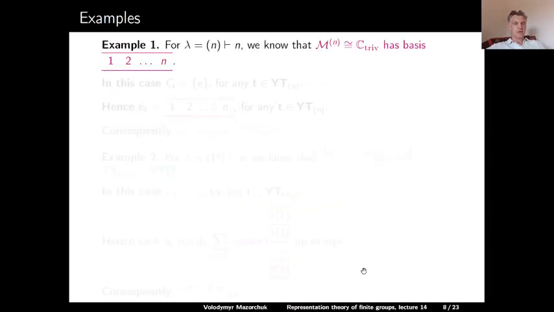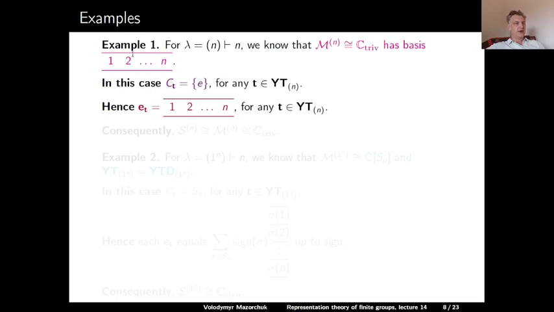So here are some examples. Example 1, consider the partition lambda given just by one part, n. So this is a partition of n. We have seen in the previous lecture that the corresponding permutation module is isomorphic to the trivial S_n module, and it has a basis consisting of the unique tabloid of this shape. So all elements are in the first row. There is only one row. So in this case, the column stabilizer of any Young tableau of shape n is just the identity. And therefore, all polytabloids are equal to this unique tabloid of this shape. It follows that the Specht module for this partition n is actually isomorphic to the permutation module for this partition and is isomorphic to the trivial S_n module.